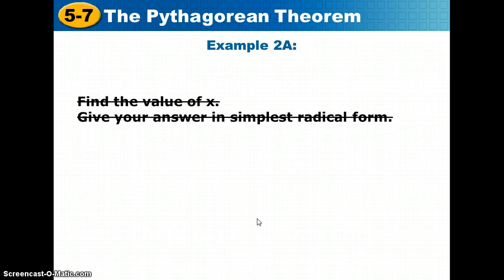Alright, as we move on to example 2a, you'll notice there is no diagram given to you in your notes, and so we cannot actually do 2a. There's nothing to do there. Just put an x through that part of it, and we will move right on to do example 2b.